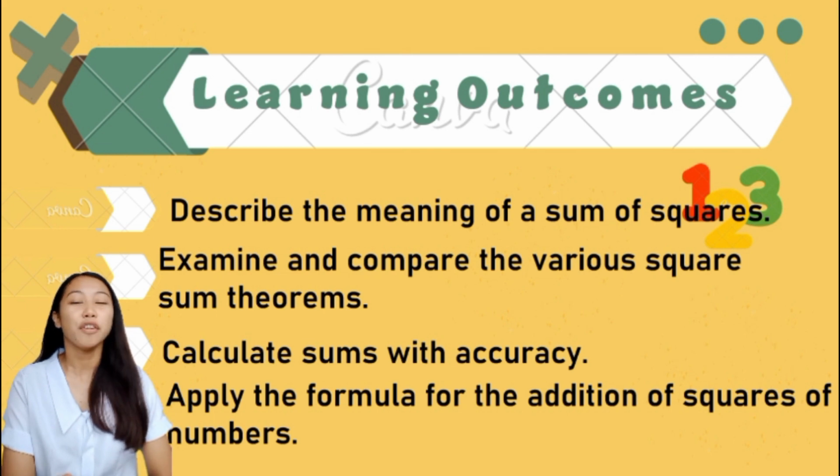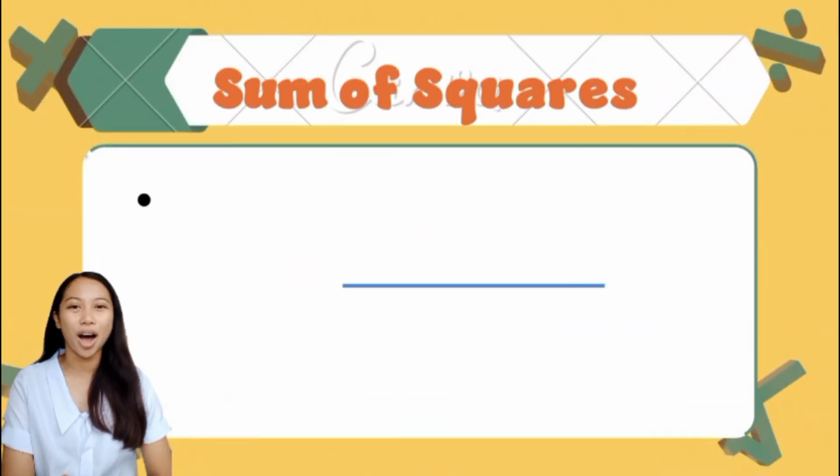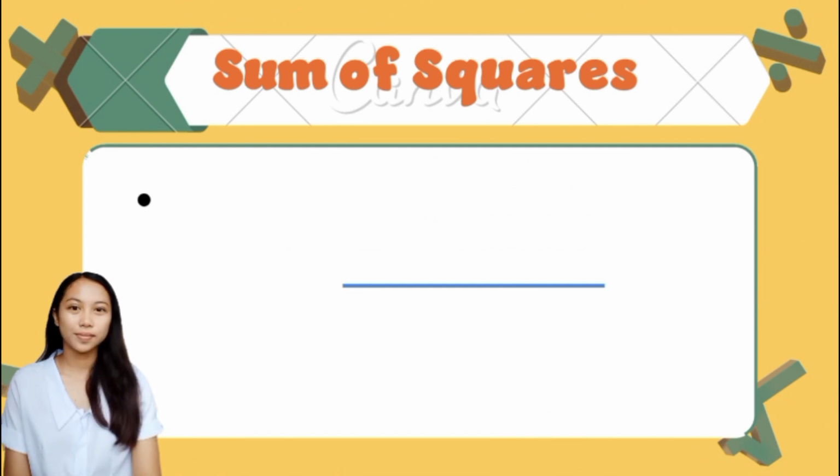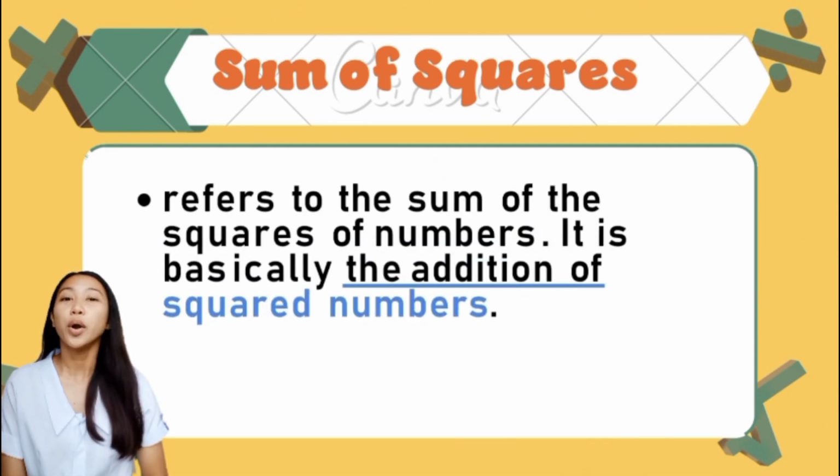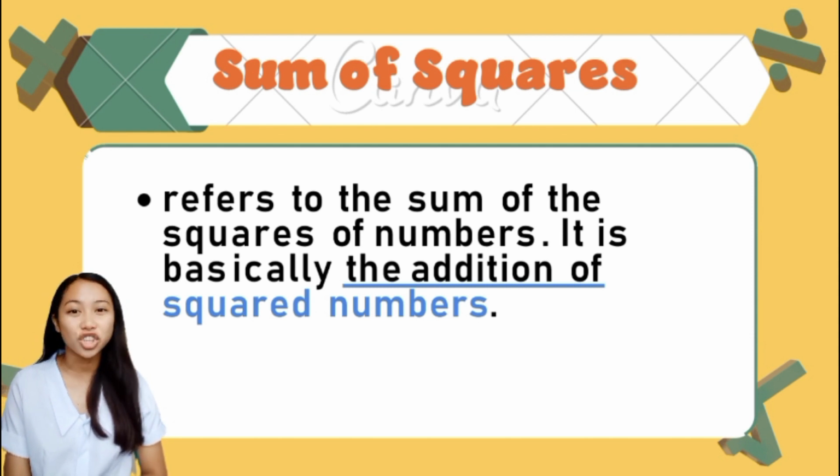Now, let's proceed to the definition of sum of squares. Sum of squares refers to the sum of the squares of numbers. It is basically the addition of squared numbers. So literally, sum of squares is derived from its name itself, which is to sum the squared numbers. The process is adding the squared numbers.